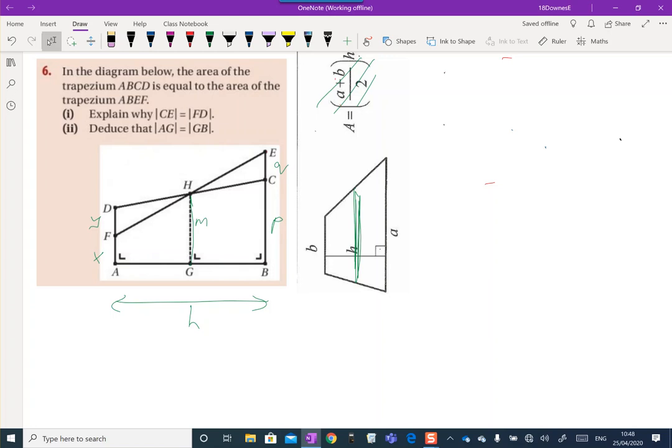No. Okay, yes, I will use it, but okay, so let's deal with the trapezium ABCD. Okay, the flatter of the two trapeziums. Let's deal with ABCD, the flatter of the two, this one.